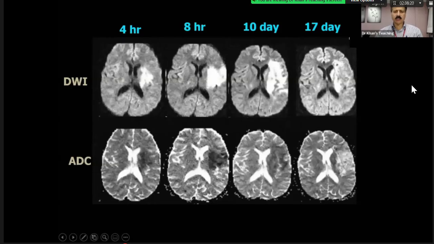For 10 days and 17. So if you see this area here at 8 hour, this is bright on DWI and low on ADC map. And on 10 days, a bit of change is there. You can see this ADC, it is not as black. And on 17 days, it is not all that bright. It is high in signal. And this is also high in signal on ADC because of T2 shine through.